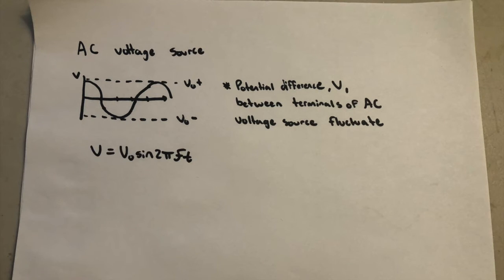This is represented by a mathematical expression: V0 sine of 2 pi times frequency times time equals the voltage at a certain time. This expression is used to represent what we see in the graph, and it makes it possible to calculate a certain voltage at any time if we know the voltage max and the frequency.